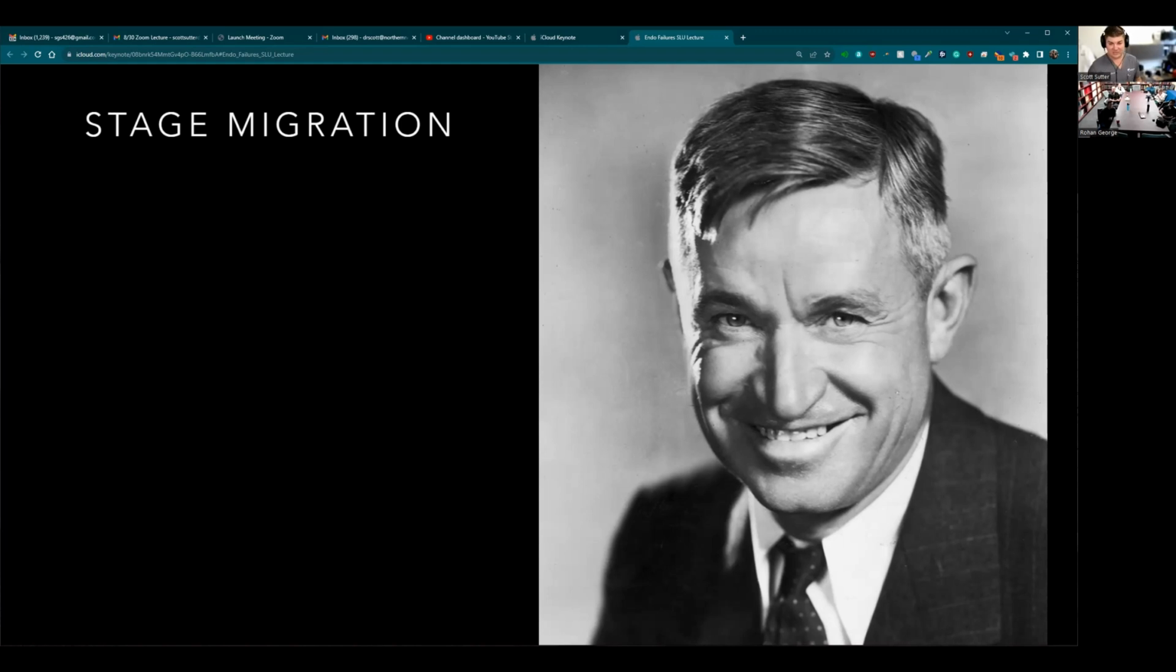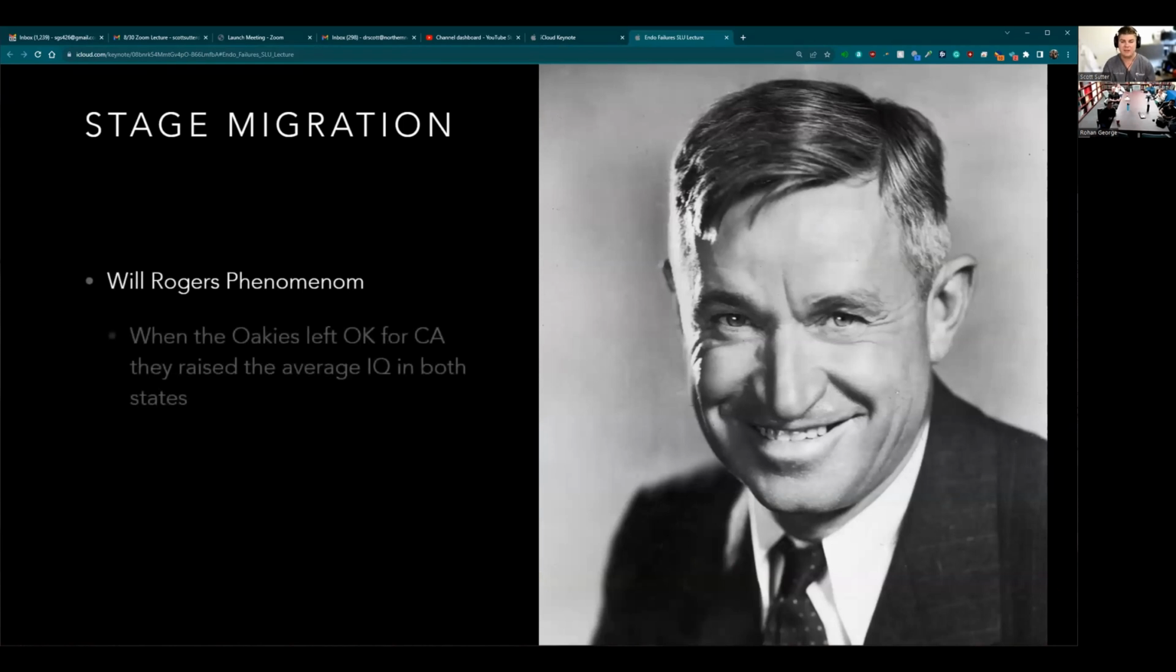So stage migration was originally talked about in cancer outcomes. And this guy over here is Will Rogers, and it's known as the Will Rogers phenomenon. None of you probably know him because he died in the 1930s. But he was a radio and TV personality, and he had a quip: when the Okies, which was kind of like a derogatory term like hillbilly, left Oklahoma for California, they raised the average IQ in both states because they were dumb, but the people in California were even more dumb.